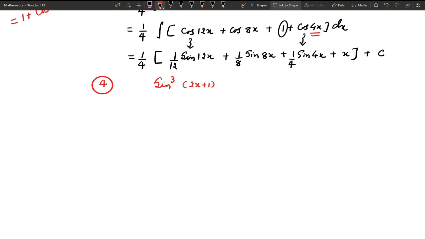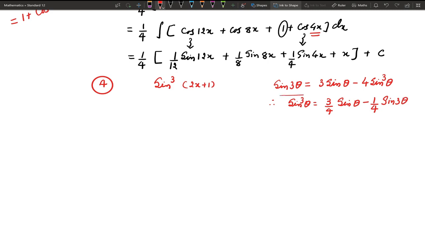So here we use this formula: sine 3 theta equals 3 sine theta minus 4 sine cube theta. So from this, sine cube theta equals 3 by 4 sine theta minus 1 by 4 sine 3 theta. So we have obtained the formula for sine cube theta.